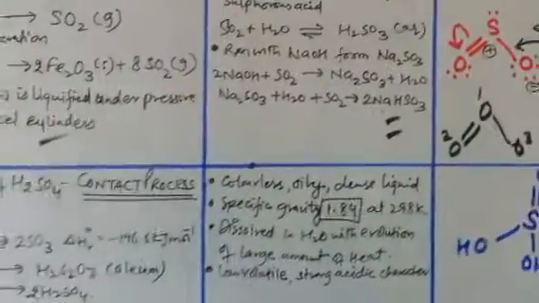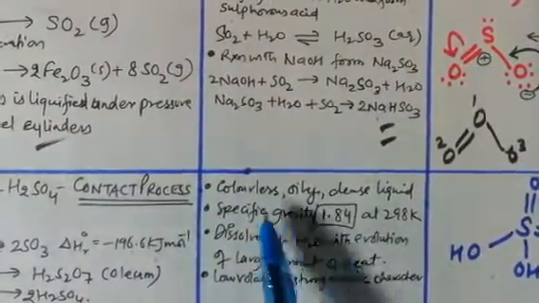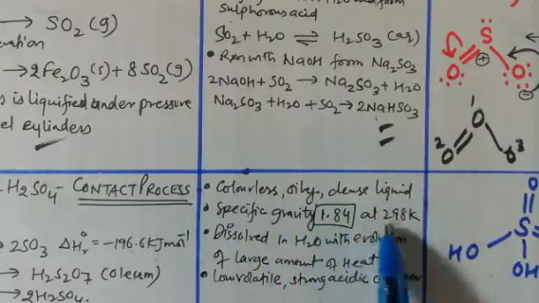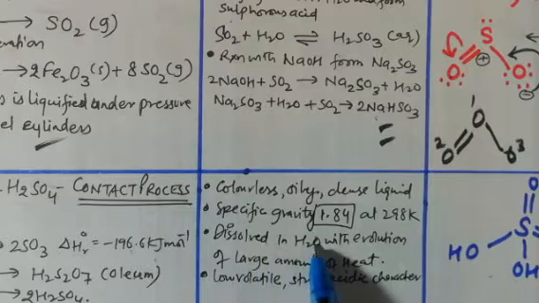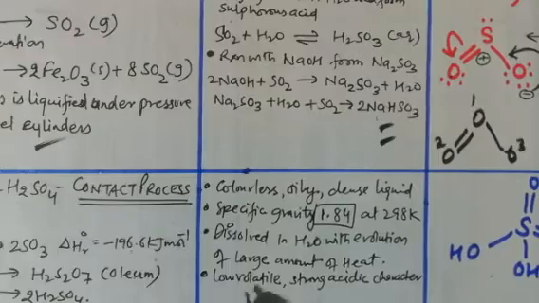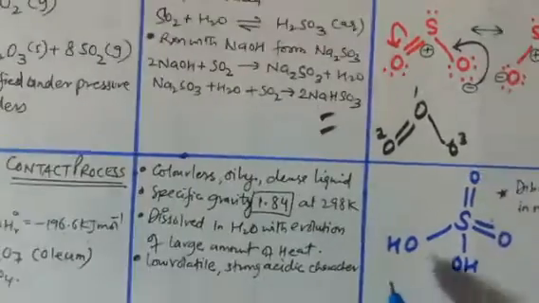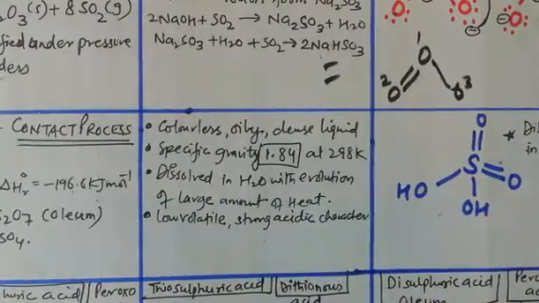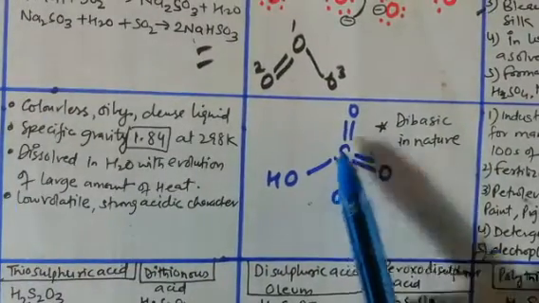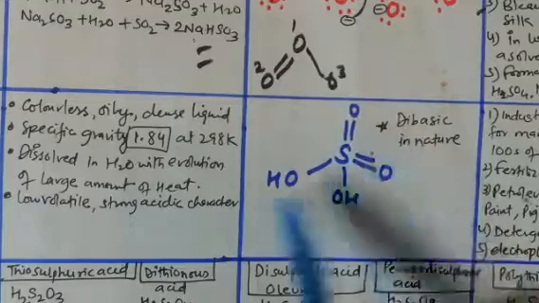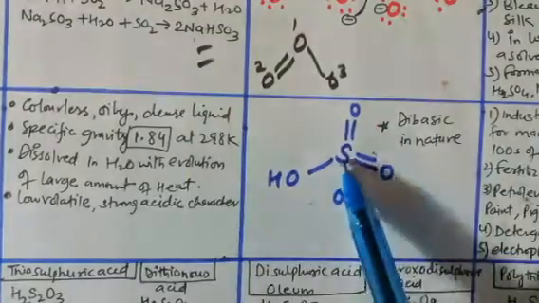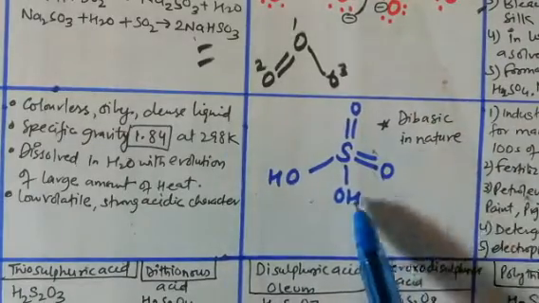Now if we talk about the properties: colorless, oily, dense liquid, its specific gravity is 1.84 at 298 Kelvin. It dissolves in water and evolves a large amount of heat. Its volatility is low and it has strong acidic character. Because of this low volatility and strong acidic character, it is a very good reagent in our lab. This is the structure, sulfur, H2SO4.